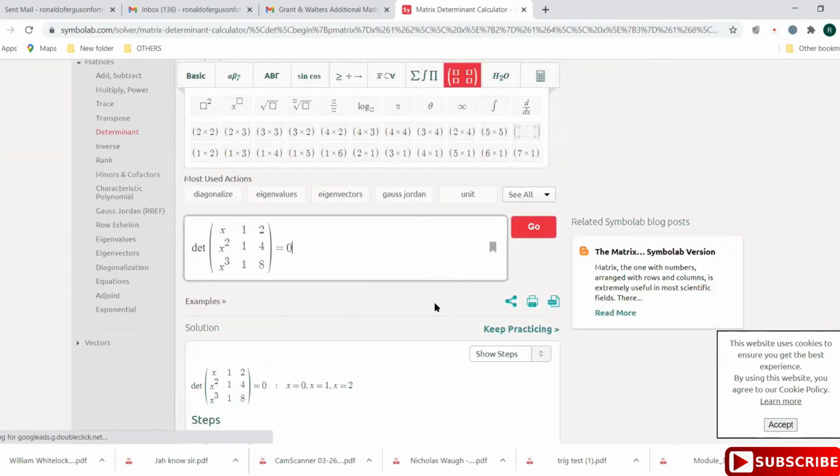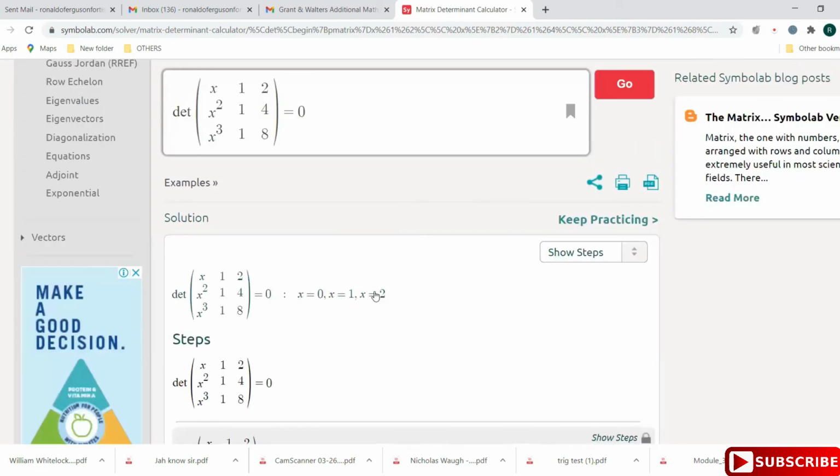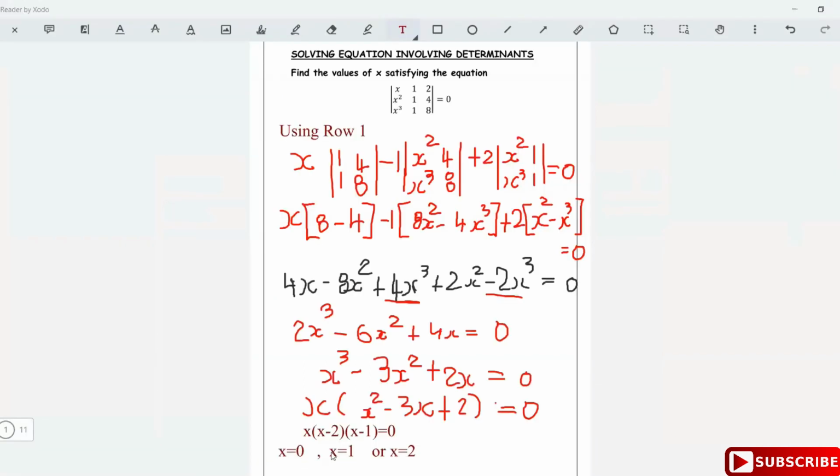So there it is, just to verify that x equals 0, 1, and 2. Nice. That is indeed what we get, x equals 0, 1, or 2.